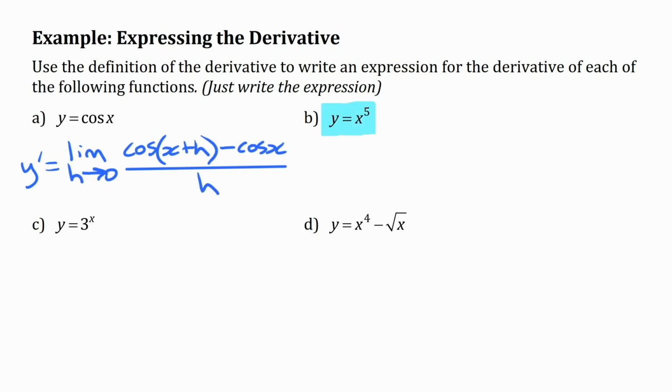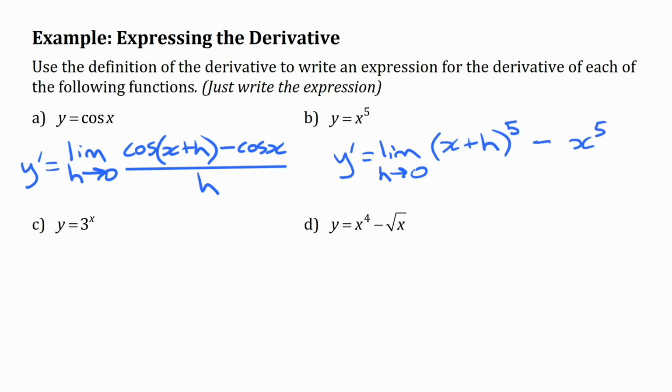For our second one here, y equals x to the fifth, y prime is going to be the limit as h approaches 0 of (x plus h) to the fifth minus x to the fifth, divided by h. Again, if you were going to follow through and find that, you'd have to expand that binomial. You'd find that once you do that, you'll be able to cancel out some terms and then simplify, get rid of the h, and then you can evaluate it as h approaches 0.